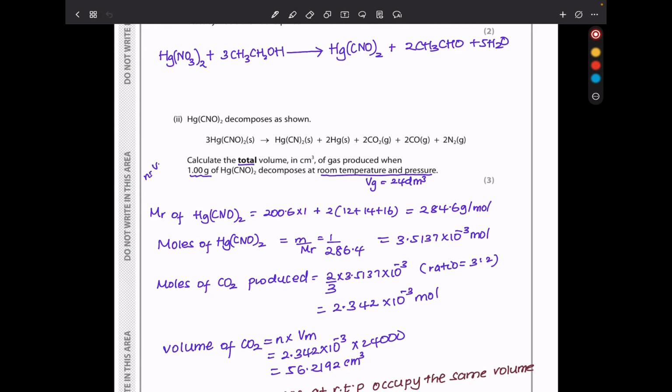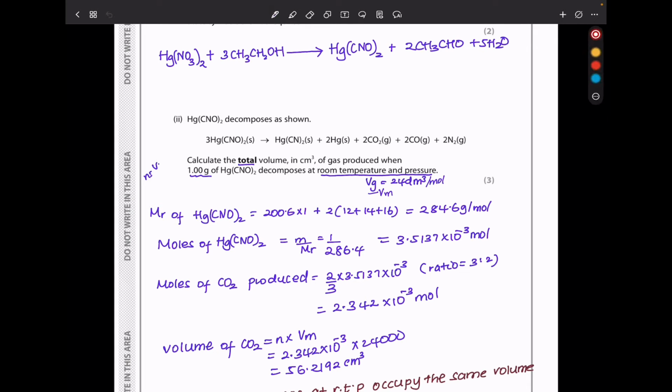That is going to be easy to do. The next part says mercury 2-fulminate decomposes as shown. We can see the equation for the decomposition. Calculate the total volume in centimeters cubed of gas produced when 1 gram of mercury 2-fulminate decomposes at room temperature and pressure. If the decomposition occurs at room temperature and pressure, we can call this the molar gas volume, sometimes called Vm, is equal to 24 decimeters cubed per mole.